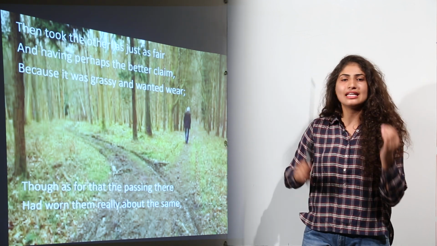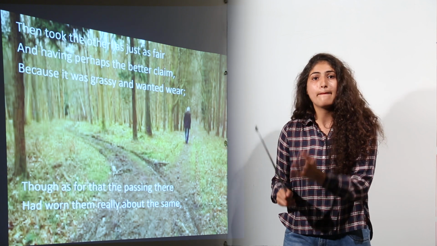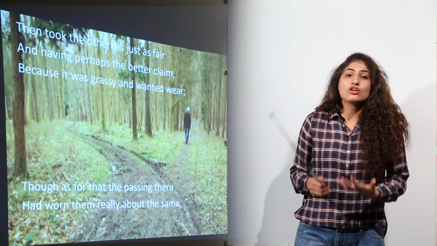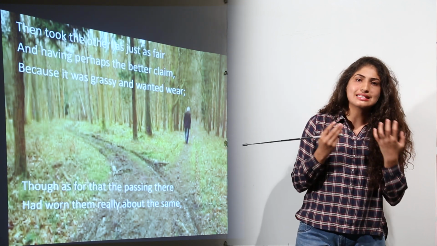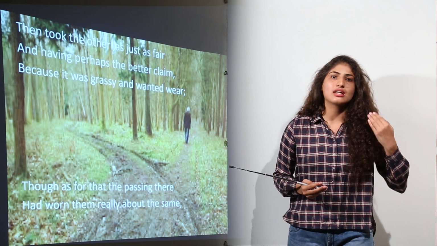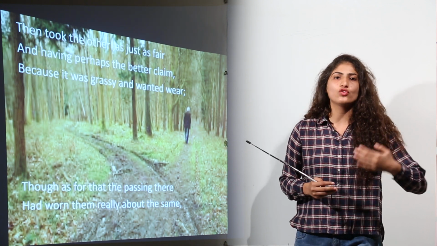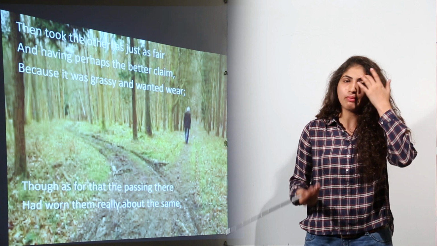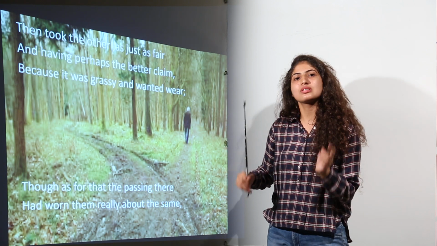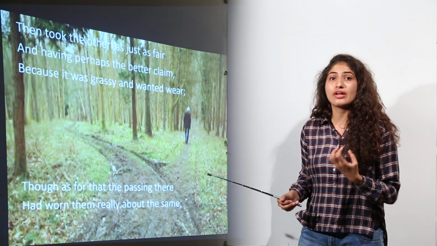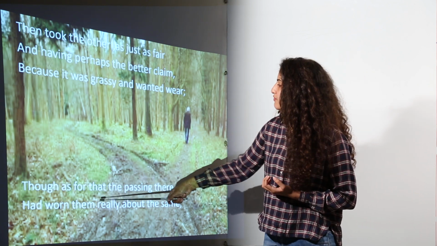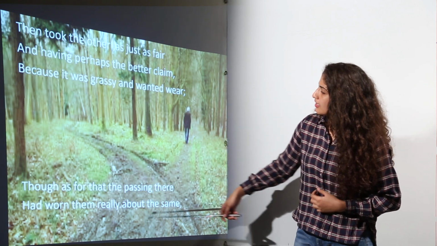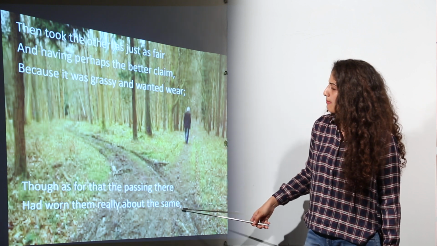It is saying that he has chosen the second trail because it was grassy, because the grasses were growing there. What does it symbolize? The place where the grasses have grown means the people have not traveled that place much. So the poet has chosen the second path, which is less traveled by the people. Though as for that, the passing there had worn them really about the same.